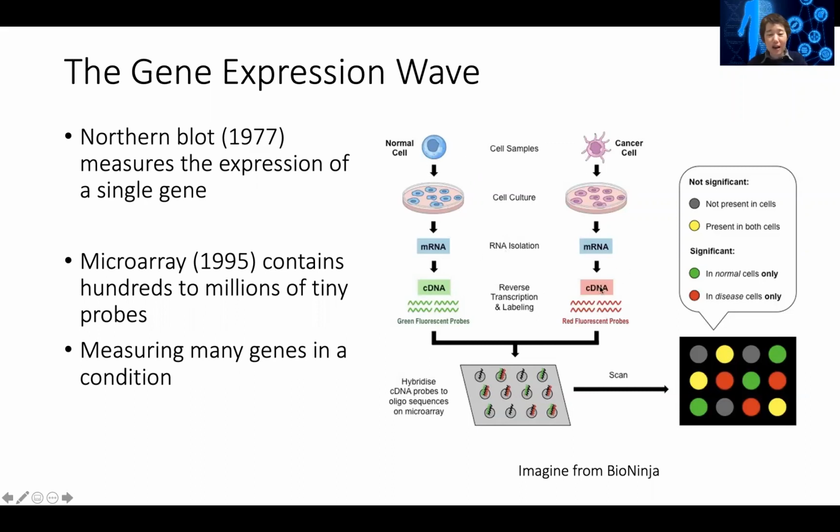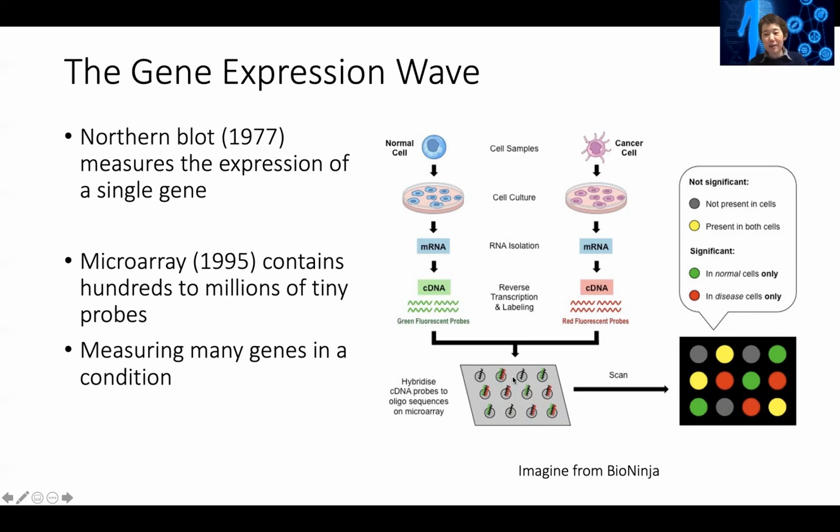You isolate the RNA and fluorescently label the RNA, or convert it into cDNA and fluorescently label the cDNA, from the two different conditions using different fluorescent colors. Then you mix them together and hybridize this onto what initially was a cellulose membrane, and later on was a glass slide. The glass slide has these little probes. Each probe will measure the expression of one gene. And you can see the RNA for the gene in the two different samples will be hybridized to this.